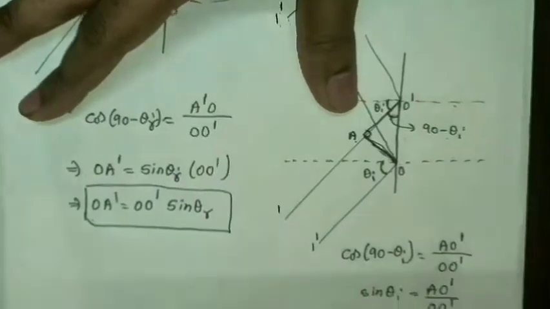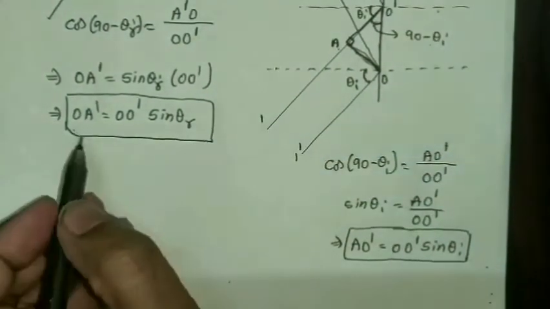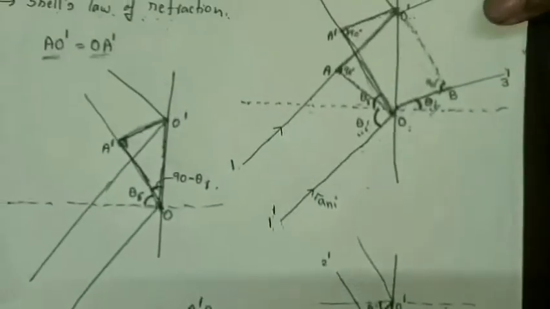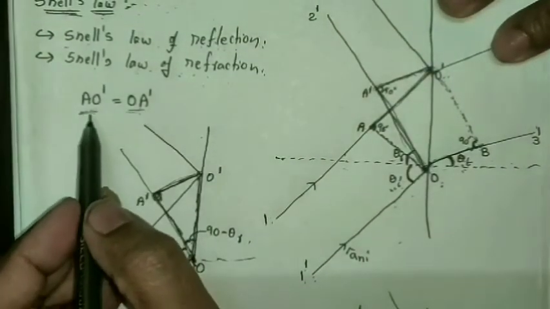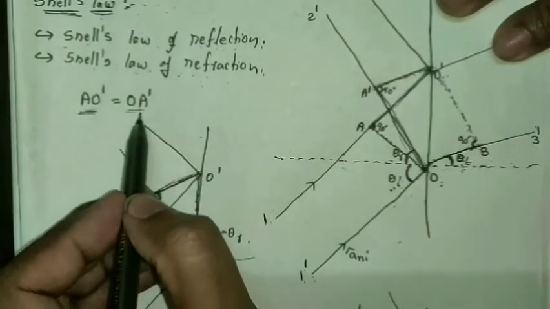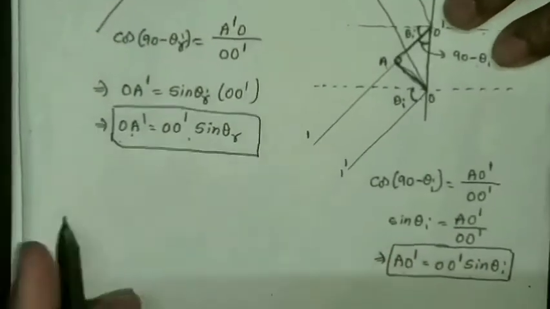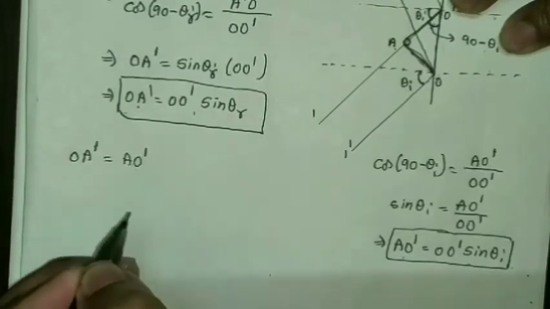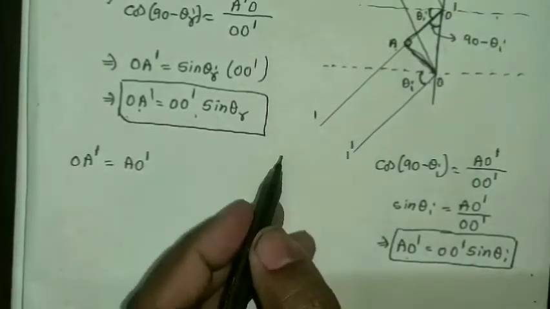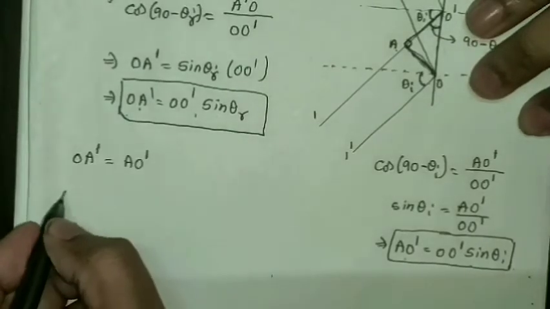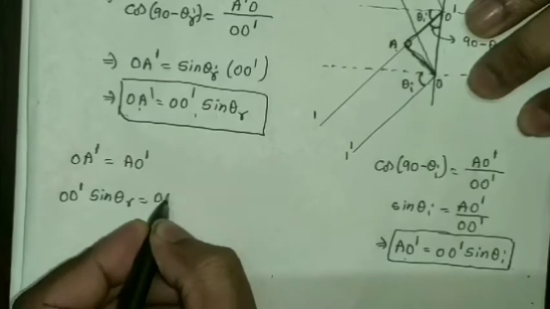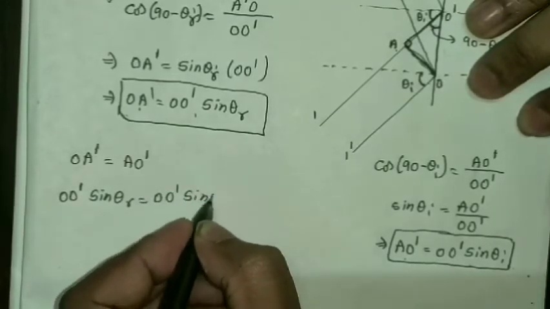So from this conclusion, we obtain OA' equal to this value as well as AO' equal to this value. As per the experimental results, AO' equals OA'. So we equate these two, OA' equal to AO'. Now we have the corresponding equation. Substitute in this case: OO' sin theta r equal to OO' sin theta i.